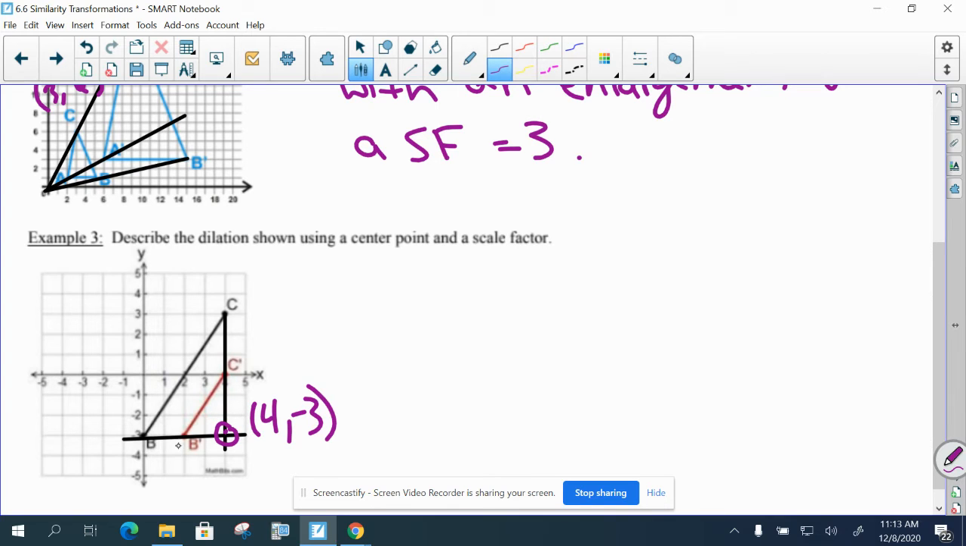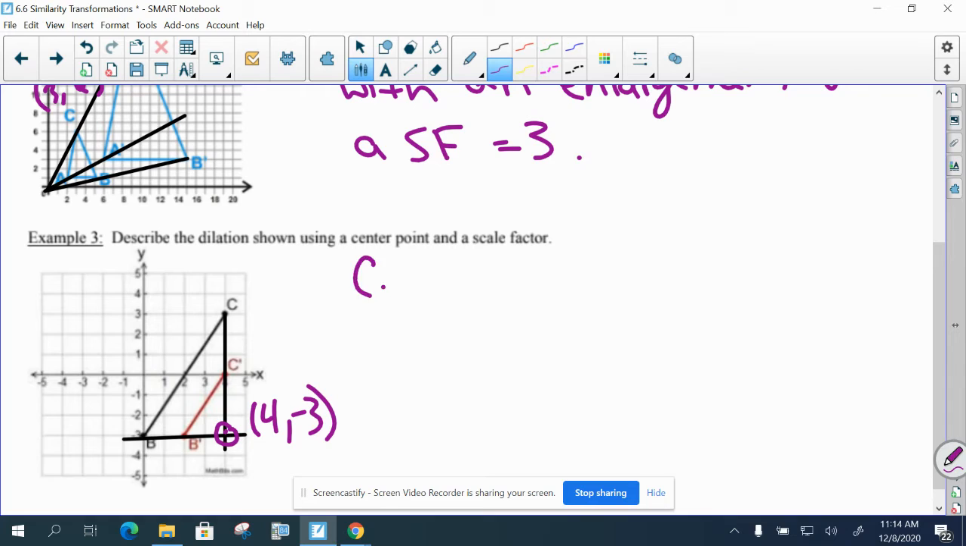And then how much closer does each point get to here? Well, B is 4 units away and B prime is 2 units away. C is 6 units away and C prime is only 3 units away. So your scale factor is 1/2. This line segment gets half as close, or twice as close to the center, which would mean reduction of 1/2.